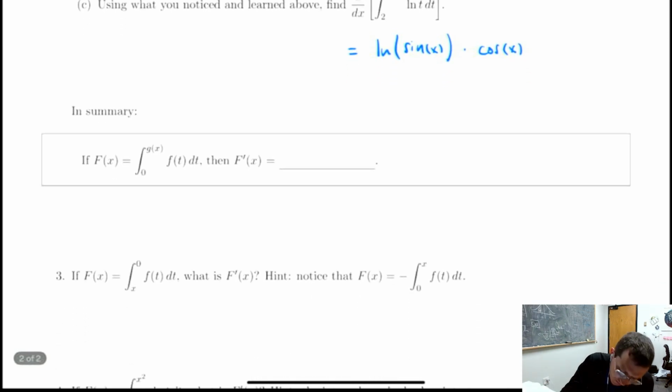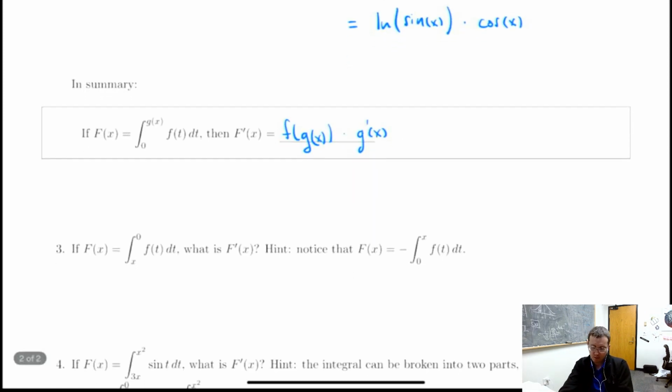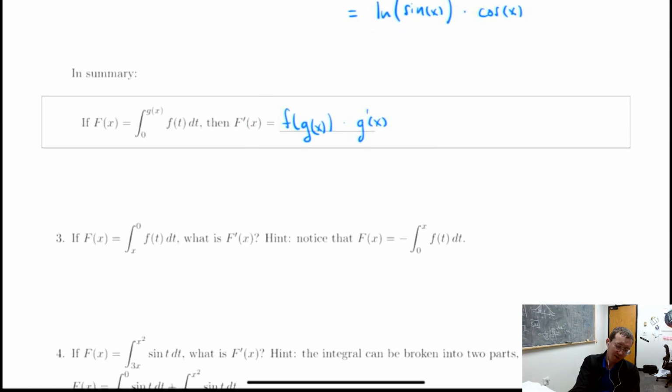So in general, the derivative of the integral from 0 to g of x of f of t dt is going to be the integrand with the upper bound substituted in times the derivative of the upper bound. And if this reminds you of the chain rule, the chain rule is exactly why this is the way it is.